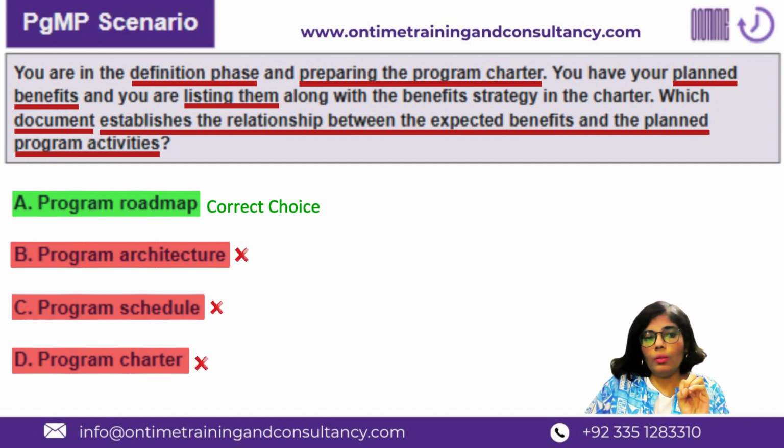Charter, because charter is not for this reason. Charter could have benefits, as the scenarios also say, but the relationship of benefits or the mapping of the benefits to the planned activities, charter is not for that. And for your information, in the charter, you have everything high level. You can't have detailed program activities in charter. For that, we have program management, right? So of course, C and D are outliers. It was between A and B, and I've already explained why A and why not B.